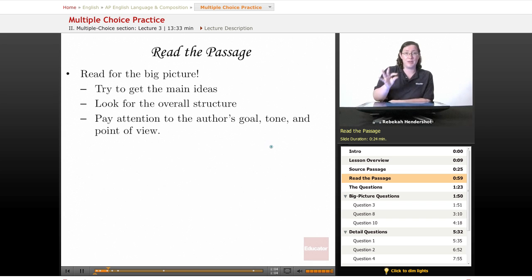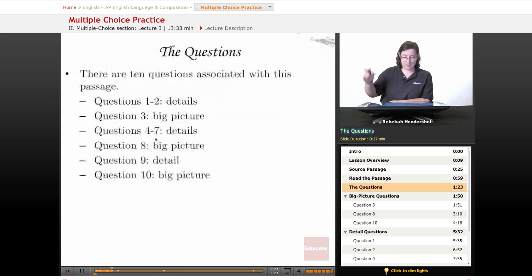All right, to begin with, read the passage in the section. Look for the big picture. Now remember, you read the passage first before you read the questions so that you can avoid some of the traps. So as you read, try to get the main ideas, look for the overall structure of the passage, pay attention to the author's goal, tone, and point of view. Go ahead and pause the video if you need to do your reading.